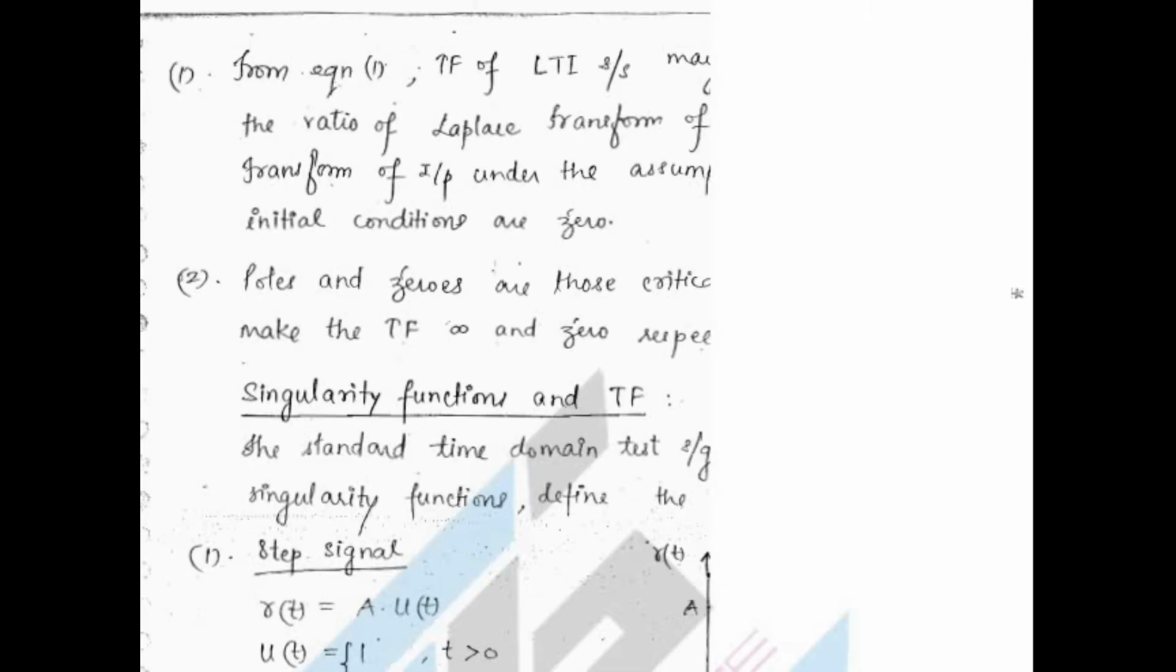Now we'll see the singularity functions in a control system. Singularity functions are nothing but input signals: first the step signal, then the ramp signal, the parabolic signal, and the impulse signal. One by one we'll see the singularity functions. First we'll consider the step signal.